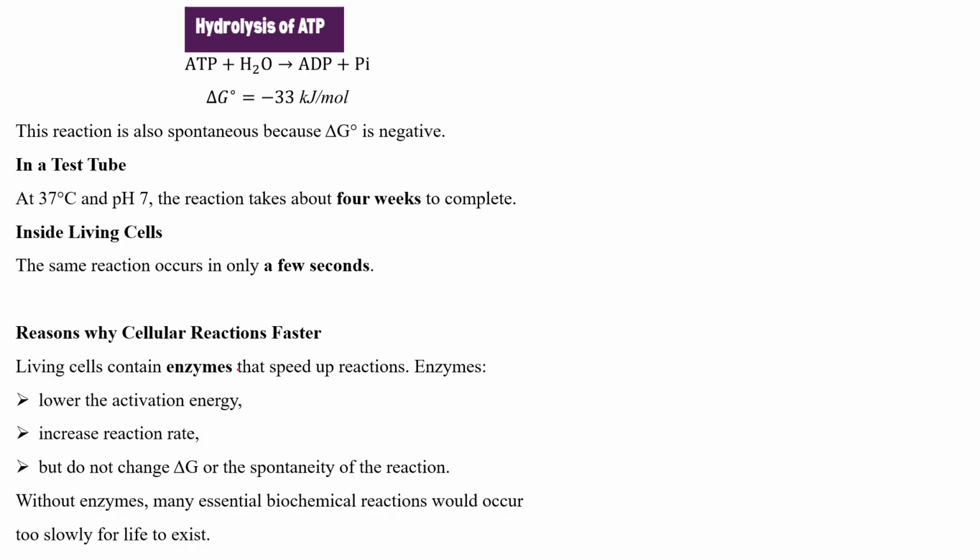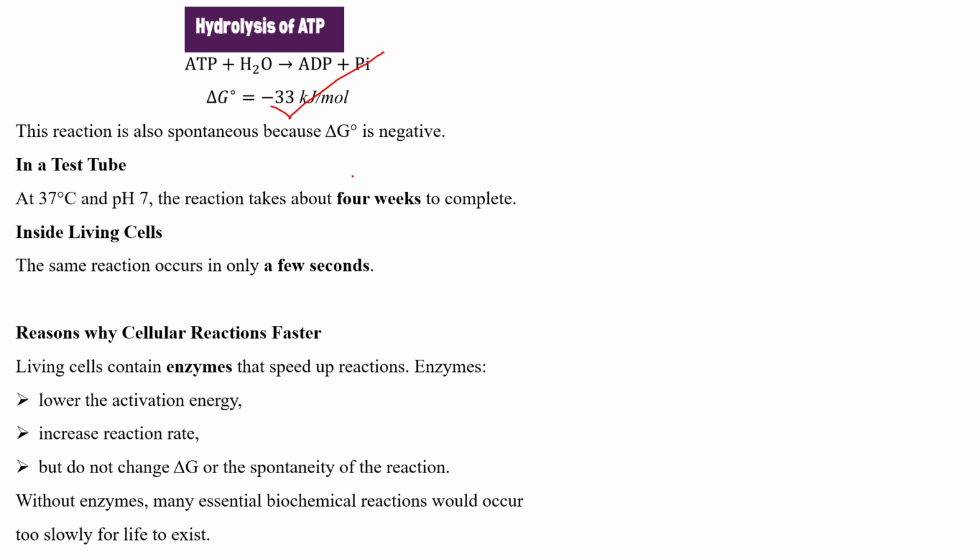In a test tube at 37 degrees Celsius and a pH of 7, the reaction will take about 4 weeks to occur. Why? Yes, the reaction, even though we are having a positive value, in a test tube, will take about 4 weeks to complete, for us to get our inorganic phosphate. But inside the living cells, if you want to move your hand, if you want to grab something, you require energy. This energy comes from hydrolysis of ATP. So assuming what's happening in the test tube is the same thing that is happening in our living cells, this means that, let's say, if you want to slap someone, it will take you 4 weeks to slap the person.